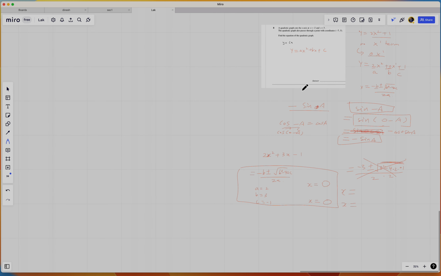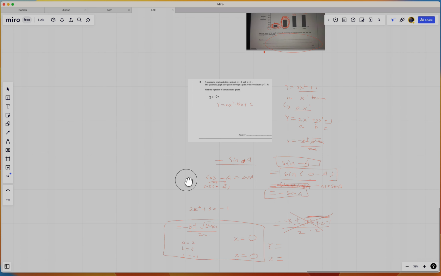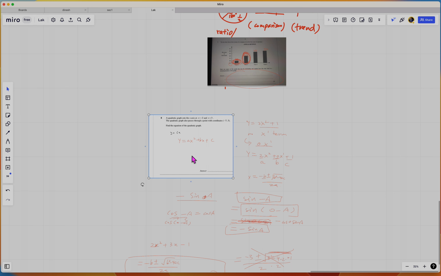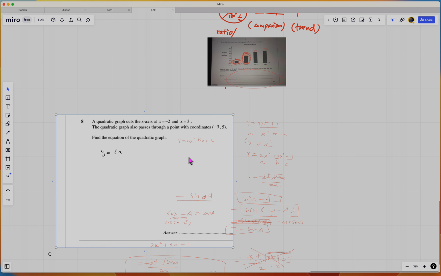Come back to this question. We are actually talking about this question. Over here you have this quadratic, and they cut the x-axis. So when they cut the x-axis, you know the two factors already, because basically they tell you these are the two roots. So how do you get the two roots? It's x plus 2 and x minus 3. This will give you the two roots.